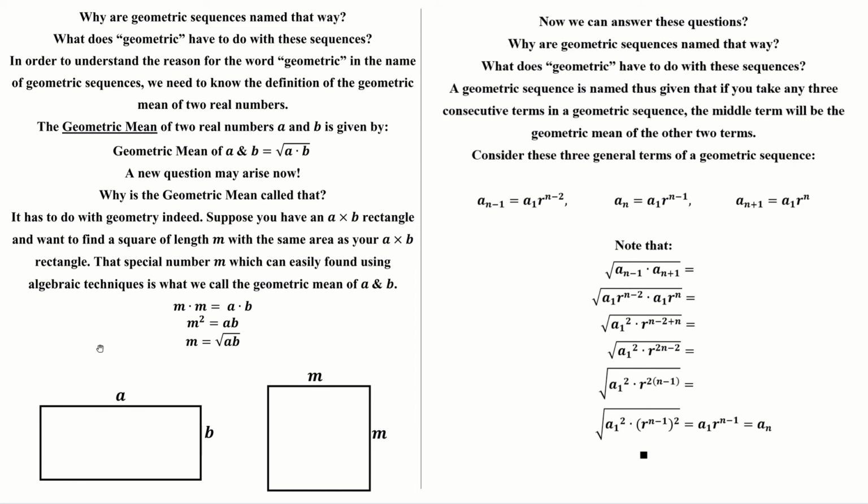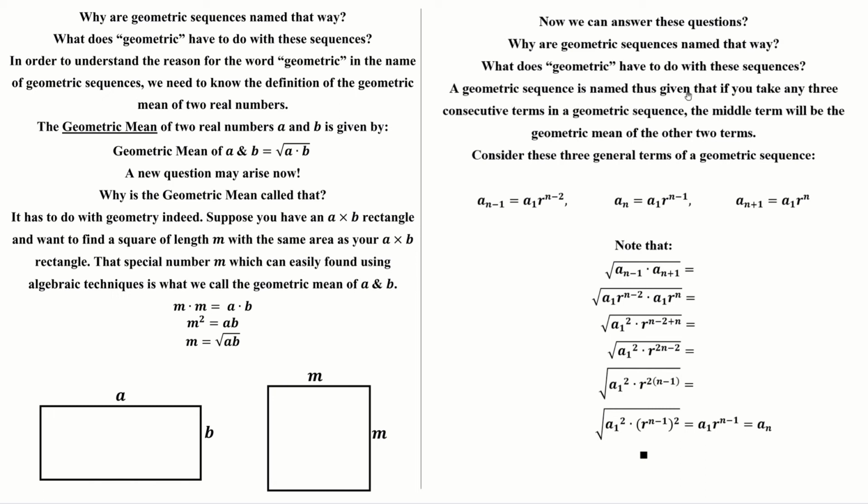So then all we have to do is a quick application of the square root property, and we get m equals positive or negative square root of ab. But since we're interested in the positive area, we only take the positive case. So we get m equals square root of ab. And now we can answer the questions. Why are geometric sequences named that way, and what does geometric have to do with these sequences?